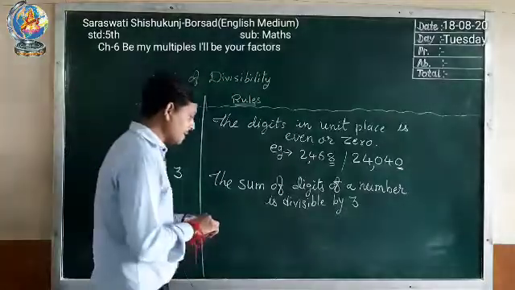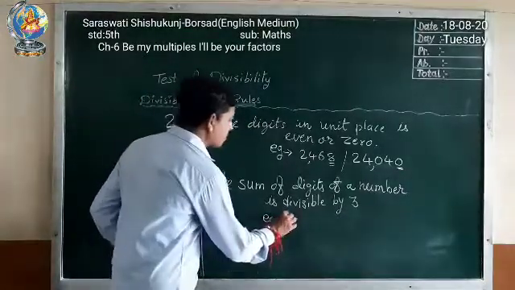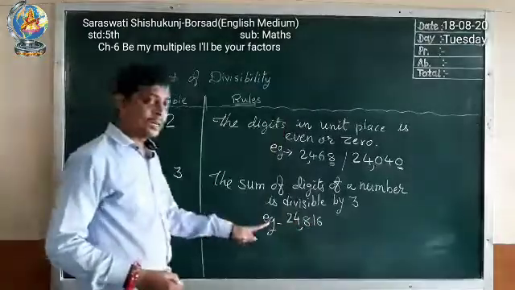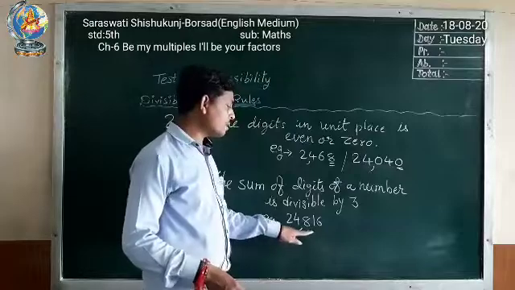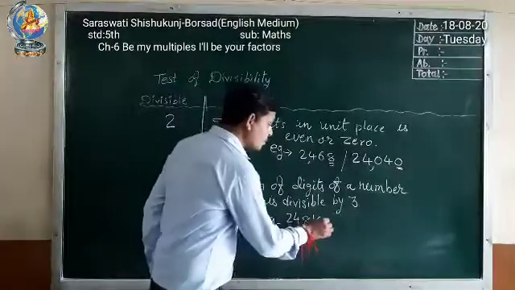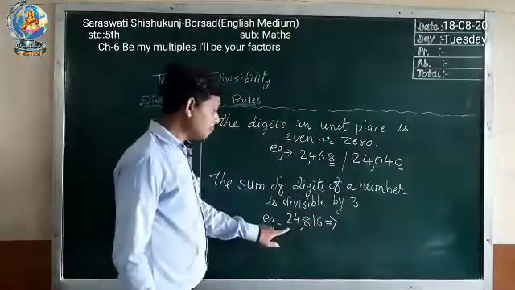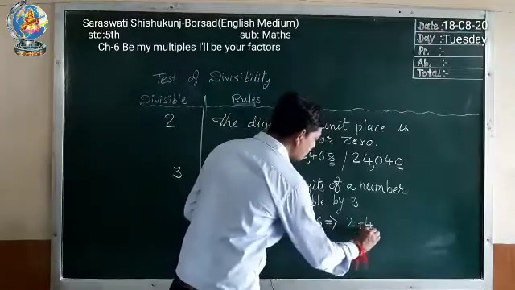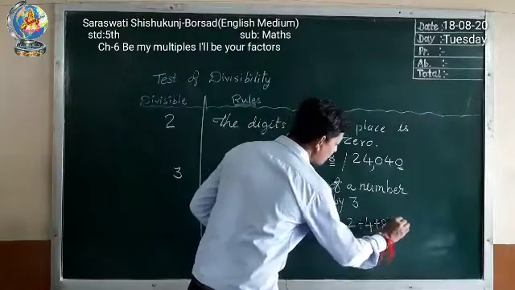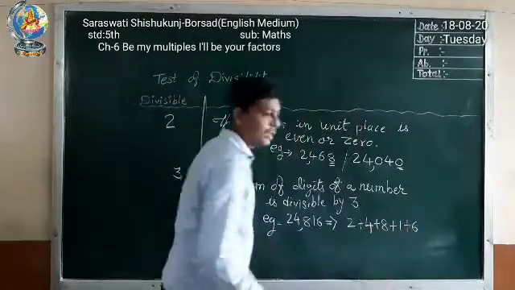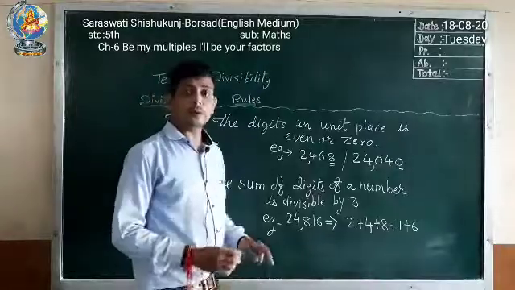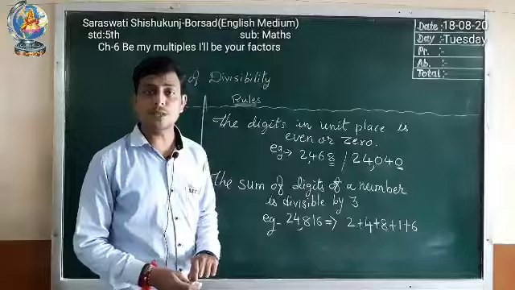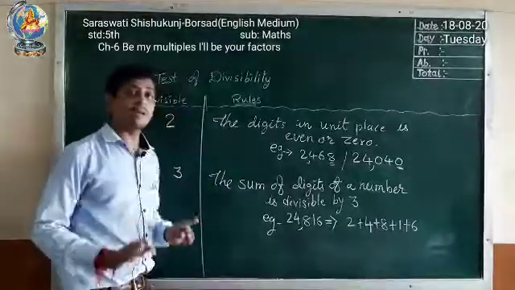Suppose I give the example 24,816. What we have to do is add all the digits: 2 plus 4 plus 8 plus 1 plus 6. Whatever total we get, we have to divide that total by 3. If we get remainder 0, then the number is divisible by 3.